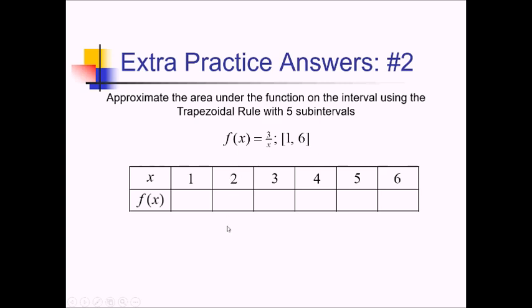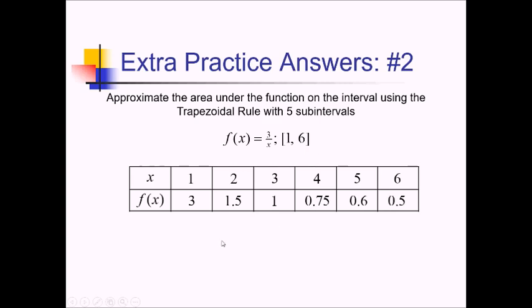And now just plugging all of these in to get the y values that go with it. We could do this on the calculator, but I think we don't need one for this. So 3 over 1 is going to be 3. 3 over 2, that's going to be, we'll say 1.5. 3 over 3 is 1. 3 over 4 is 0.75. 3 over 5, that's going to be 0.6. And then 3 over 6 is going to be 0.5.